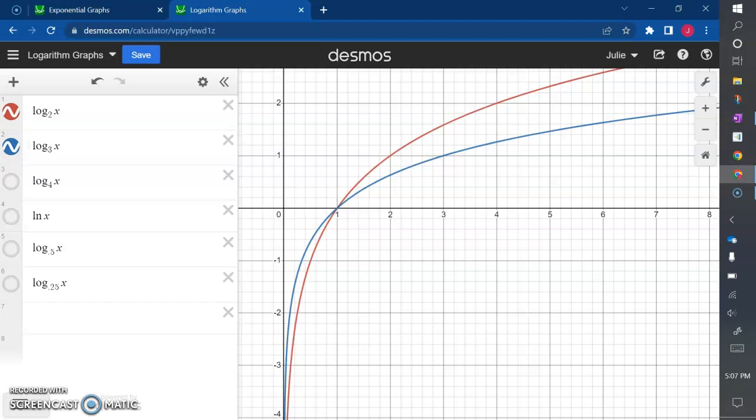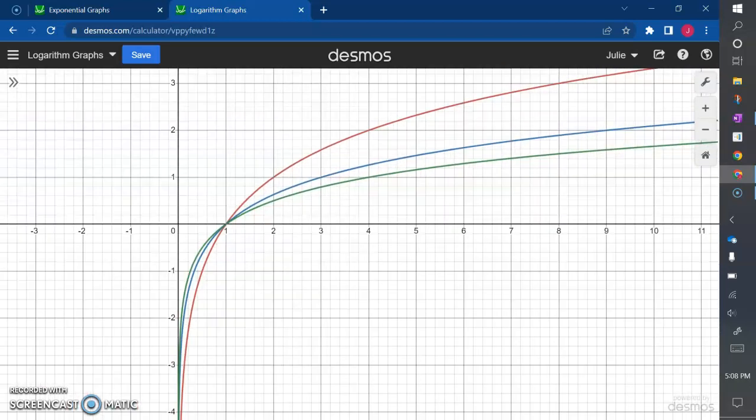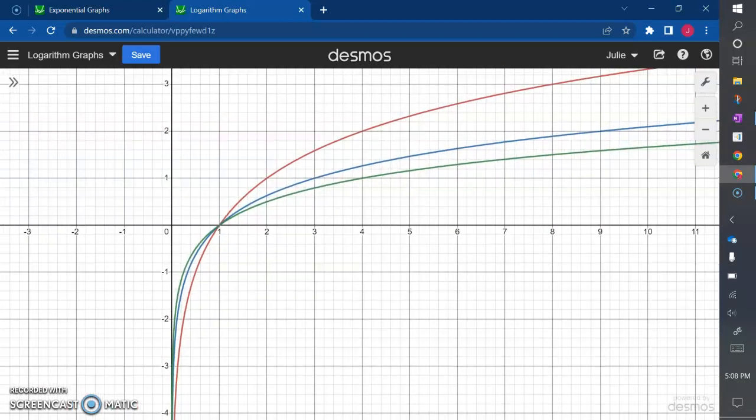Let's put a couple more on here so we can maybe see some commonalities. When we put on log base 3 of x, we can see this graph here and start to see what they share. They seem to share an x-intercept, which is true for log base 4. And if we look zoomed out a little bit, we can see that they also share what looks to be a vertical asymptote.